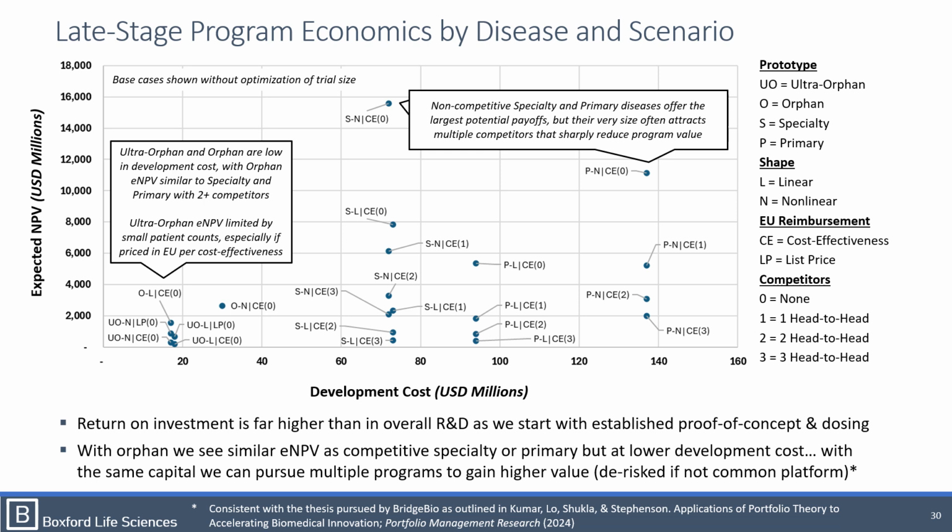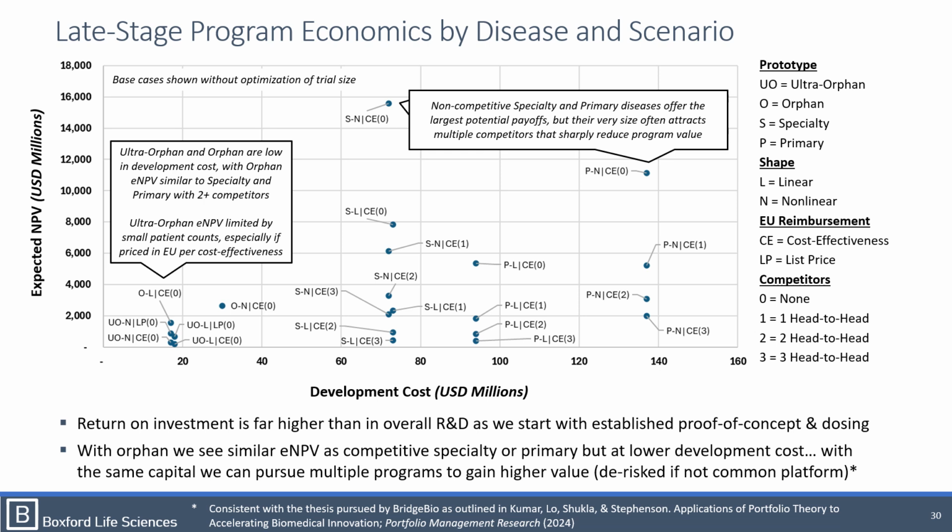For each one of these simulations, we have a label that is going to be the prototype: ultra-orphan, orphan, specialty, primary; the shape: linear, nonlinear; the EU reimbursement assumptions, either reimbursed with cost effectiveness or reimbursed at a list price, only if we have an ultra-orphan or orphan drug where cost effectiveness doesn't come close to working. And then the number of competitors. Base case is 1, and then we have 0, 2, or 3 as less or more competitive cases.